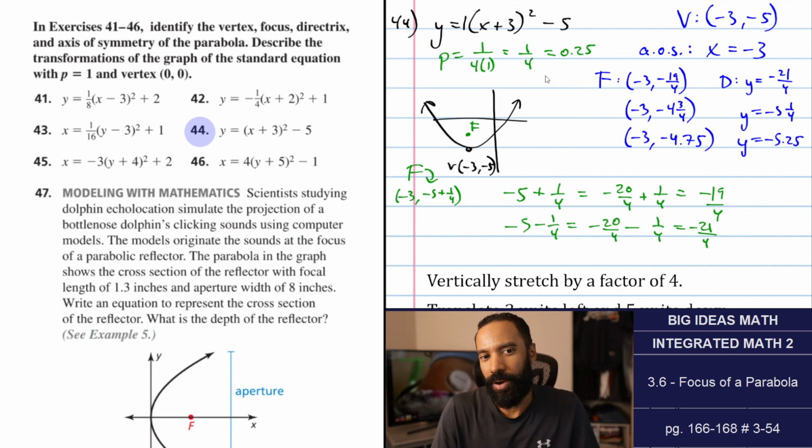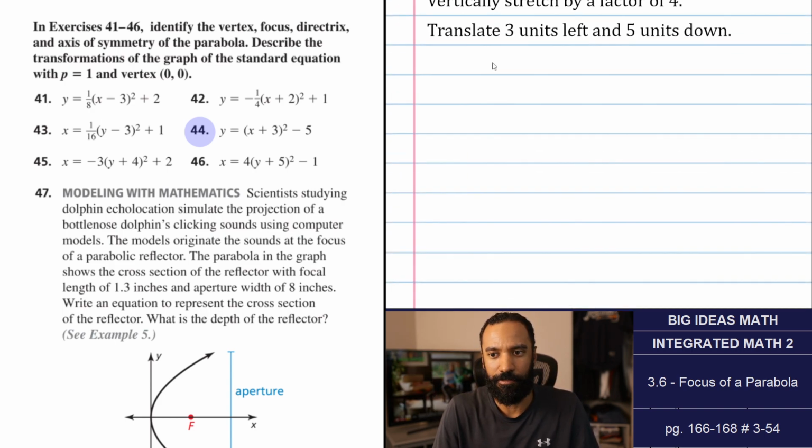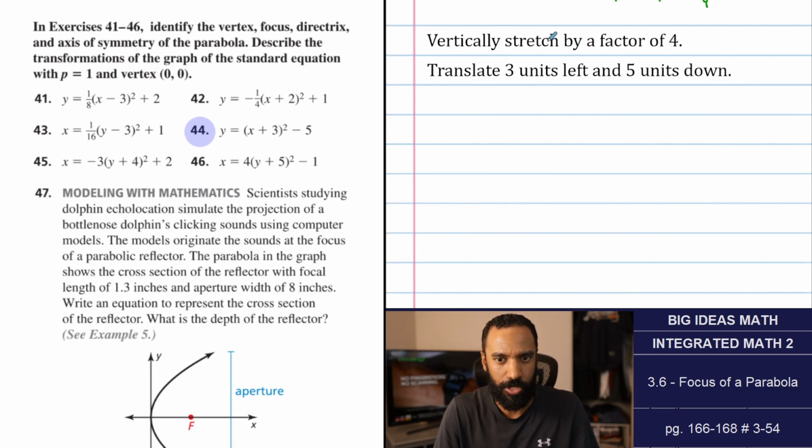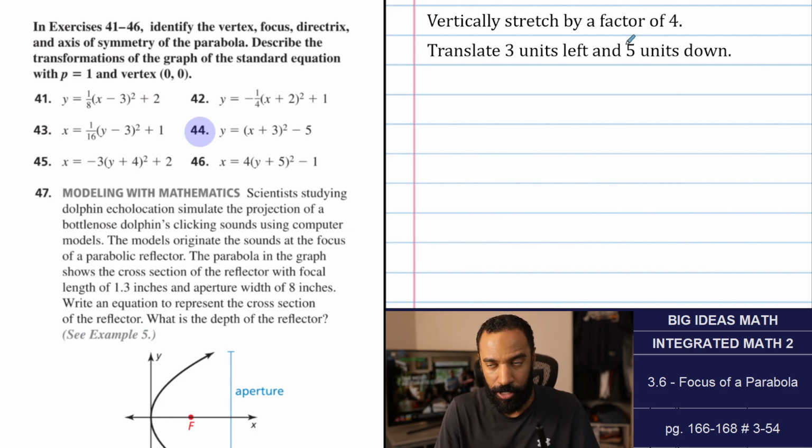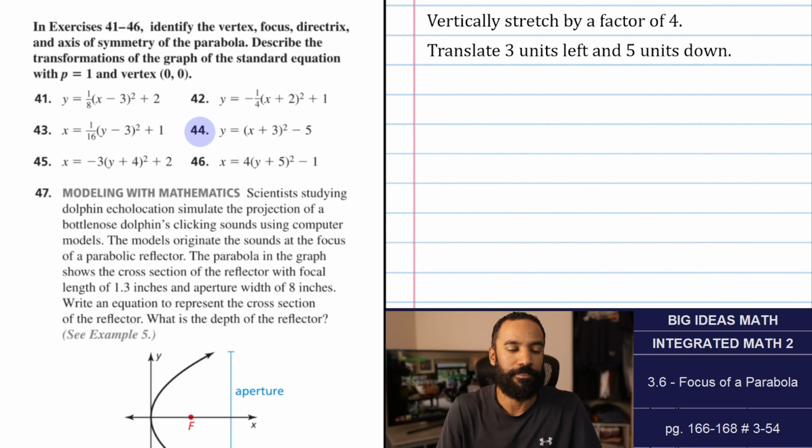I don't know if they're asking us to describe transformations of vertex and focus and stuff like that. I sure hope that they're not asking us to do that. They said of the graph. The graph does not include the focus and directrix. Those are features describing the points on the graph. So I think we should be fine.